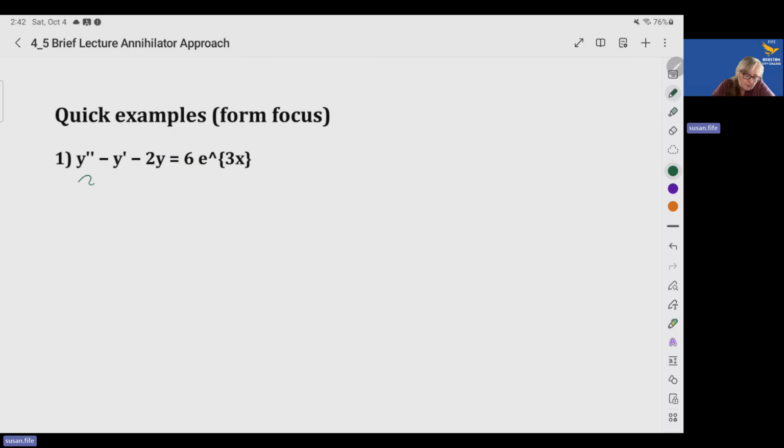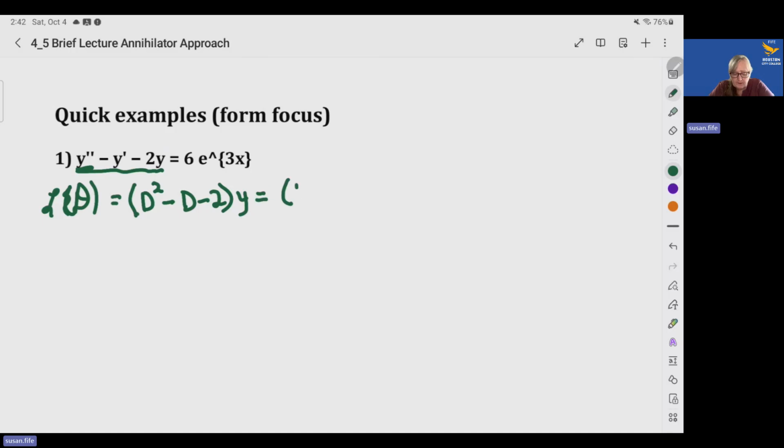But the first thing we want to do is identify L of D. That corresponds to the left side of the equation, and it gives us D squared minus D minus 2 applied to y. I'm going to factor that because the factors are helpful: D minus 2 times D plus 1 applied to y.